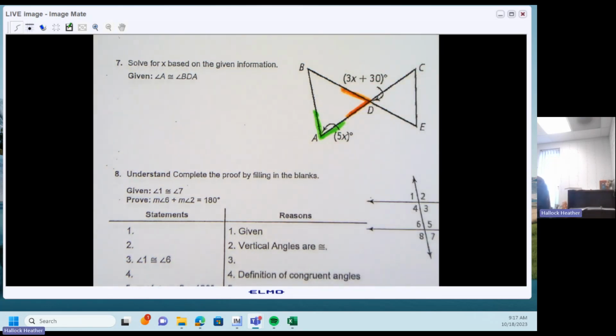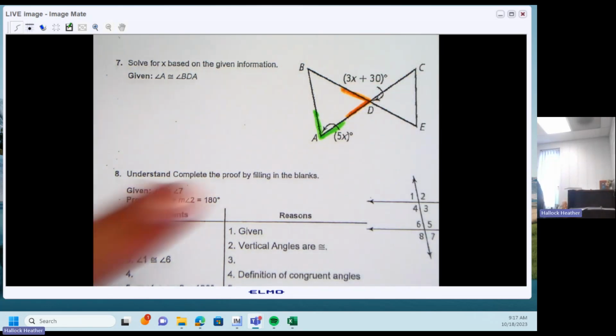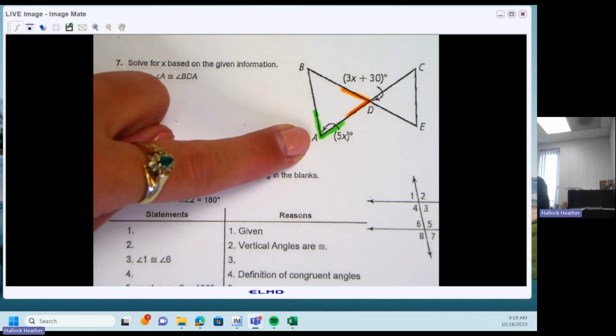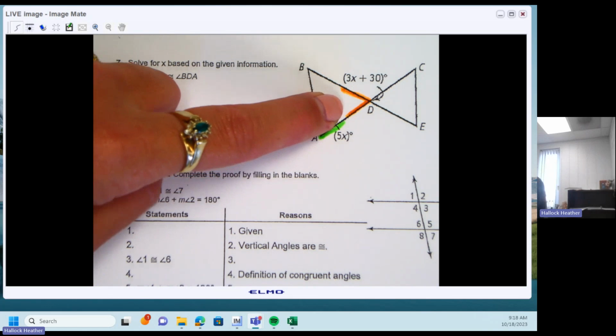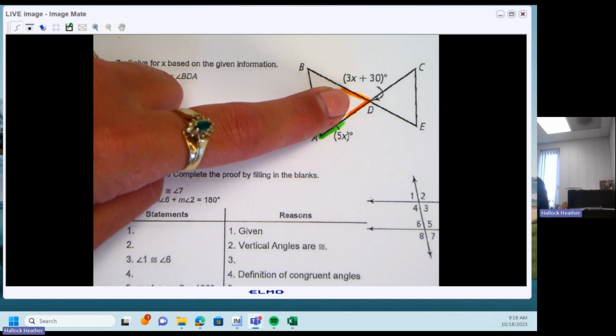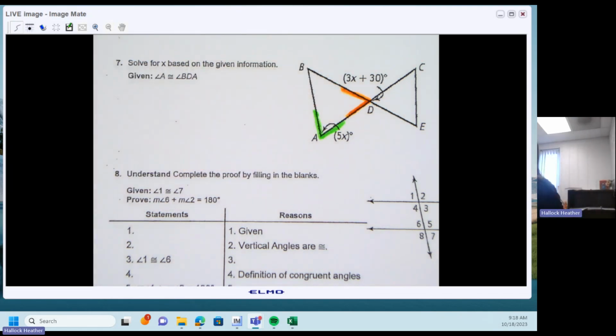That orange angle, the second angle, has nothing in that space. I know A is 5x. I know that this angle is missing some information. I know that they're congruent, so they're equal to each other. So does anybody think that they know maybe where I could move something to help me solve this problem?